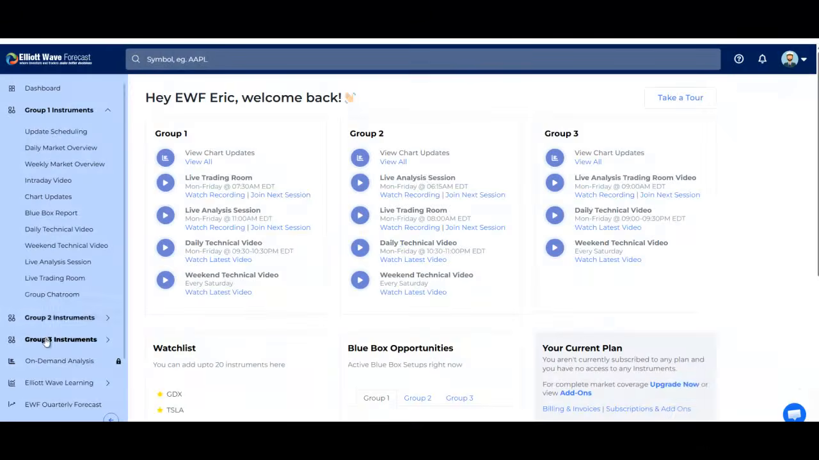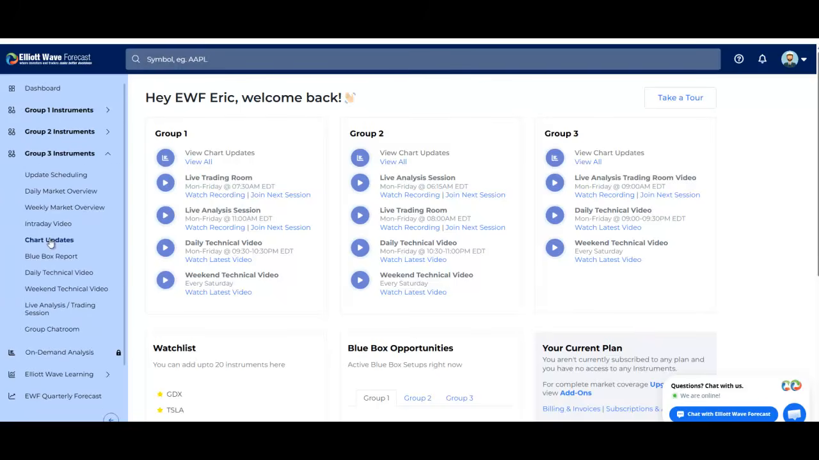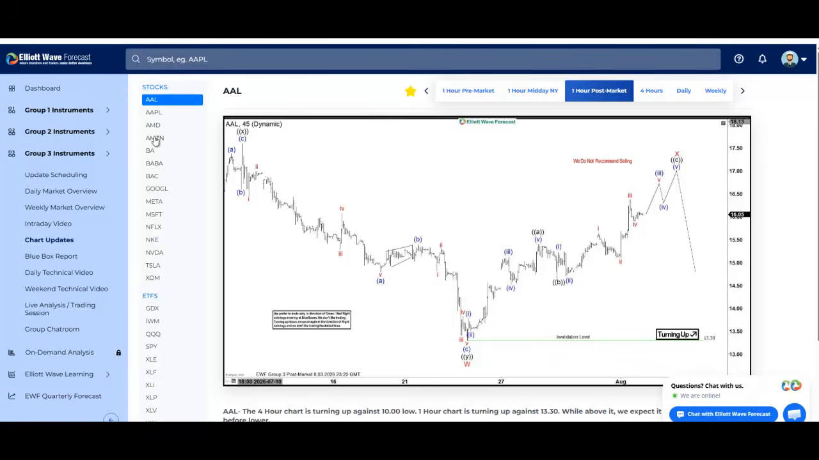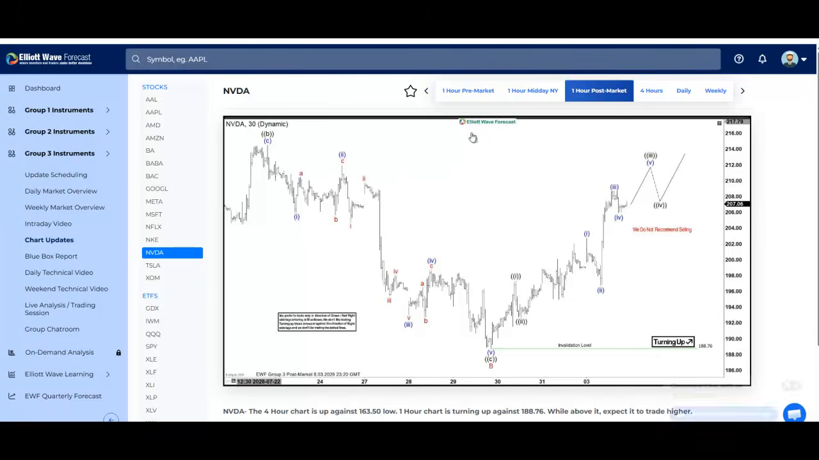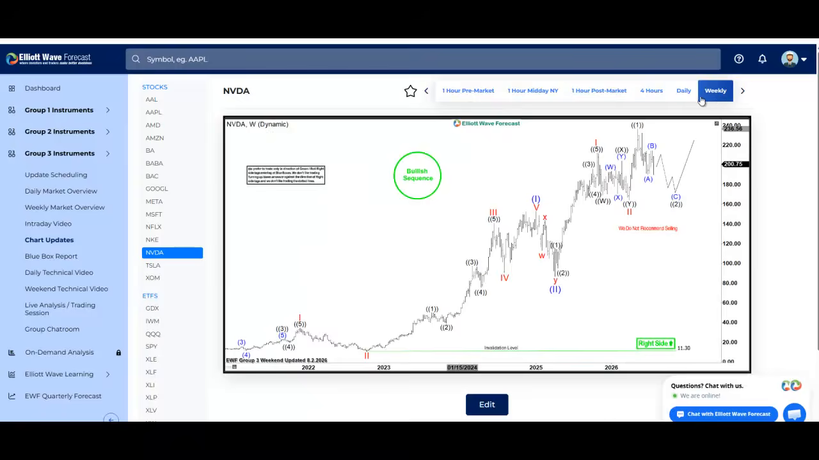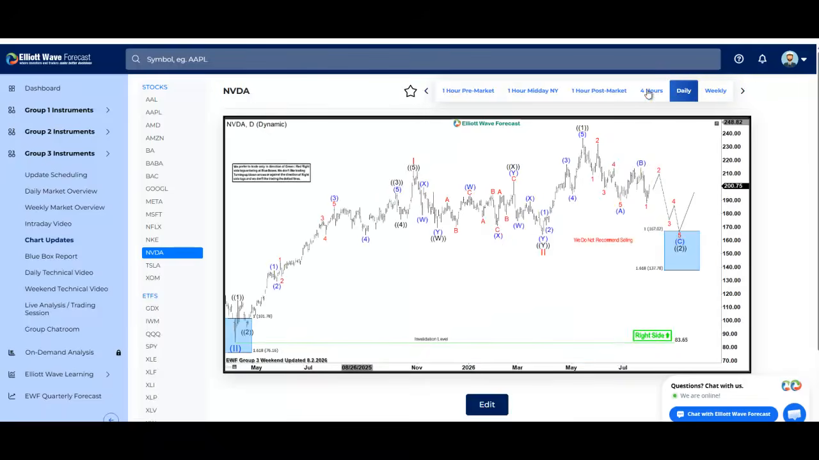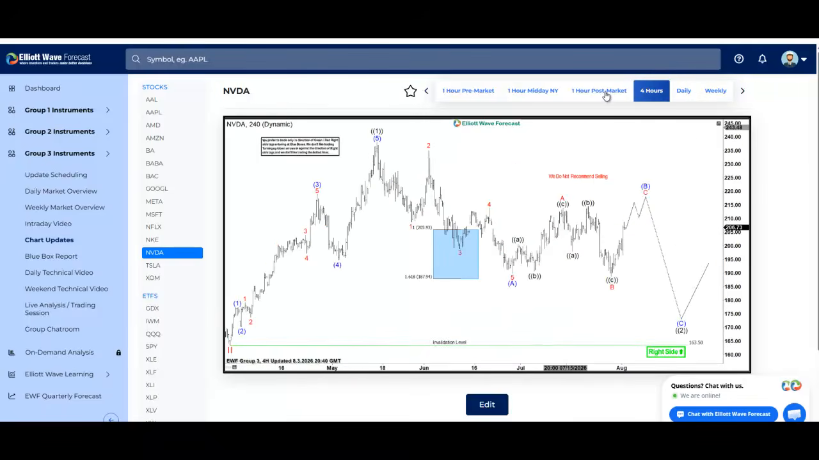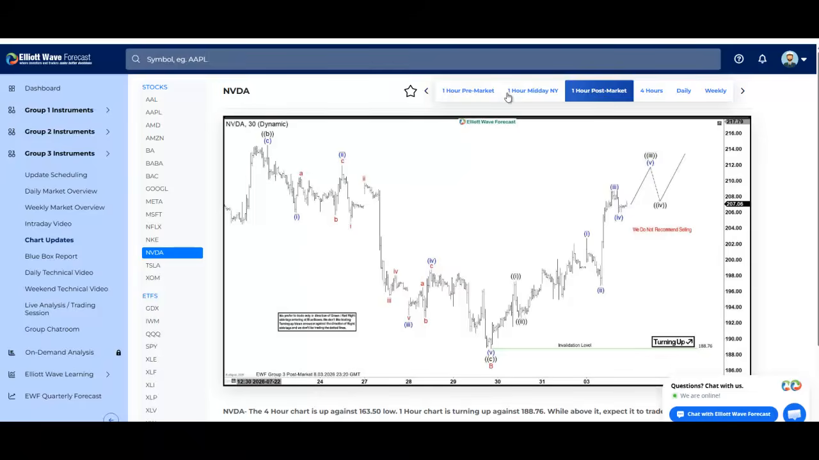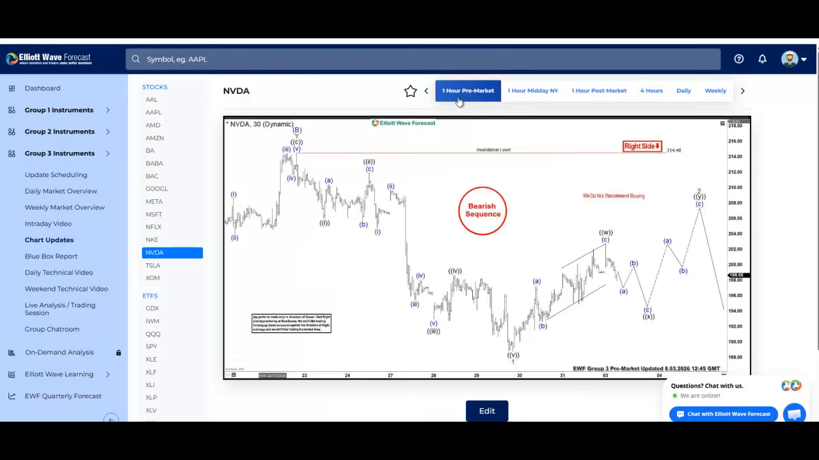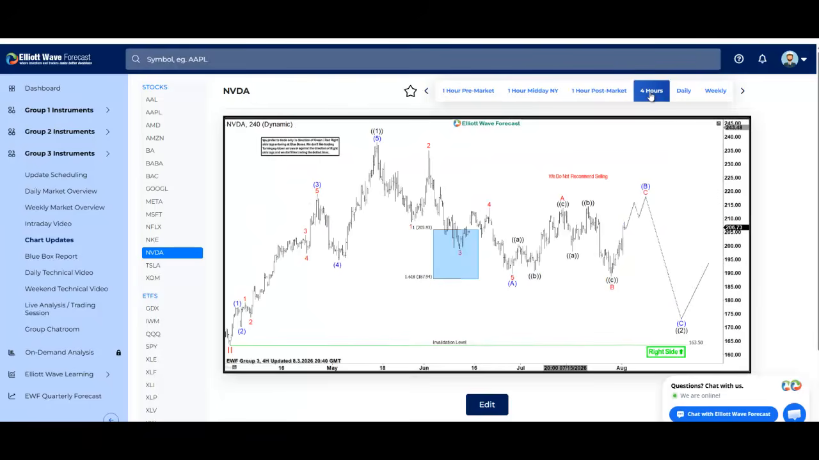Members log in, click on Group 3 instrument, charts a day, very simple process. Go to here, go to NVIDIA, click on NVIDIA, and you can see all the views in NVIDIA, from the weekly, to the daily, to the 4-hour, to the post-market, to the 1-hour, every single view on NVIDIA, right? So very simple, you're going to know the path.